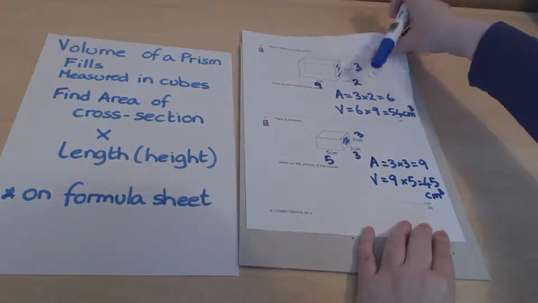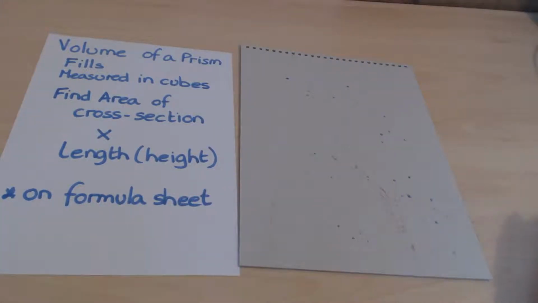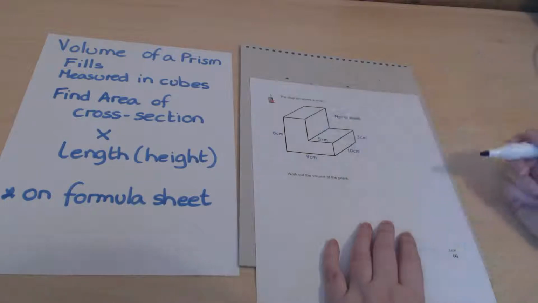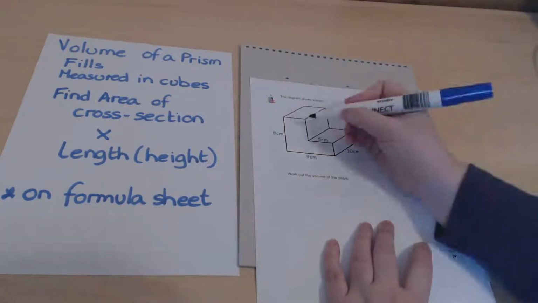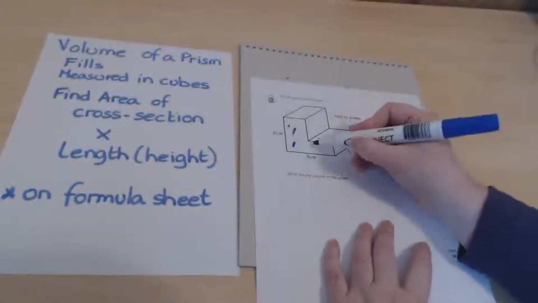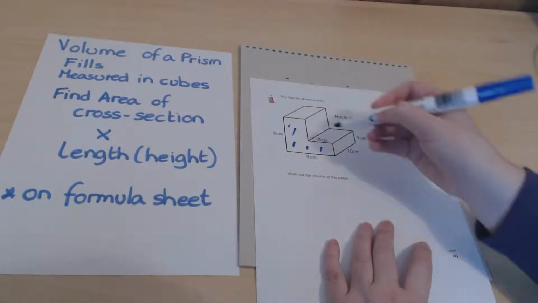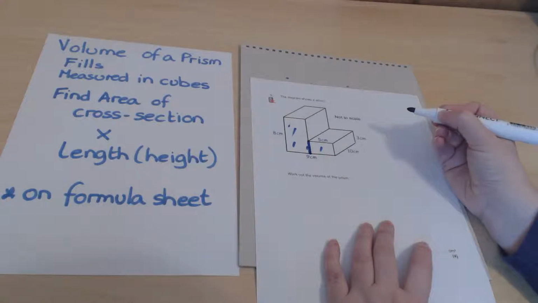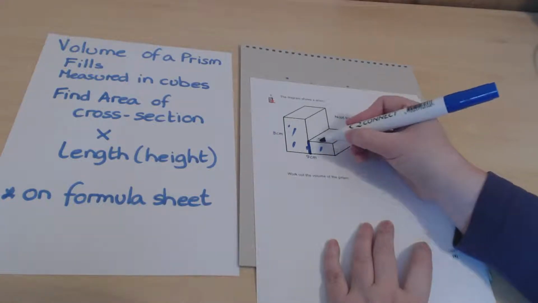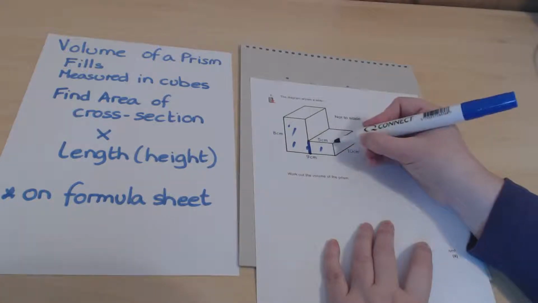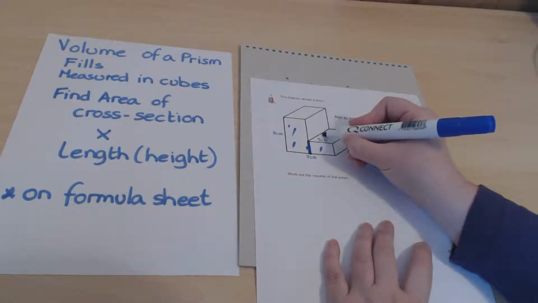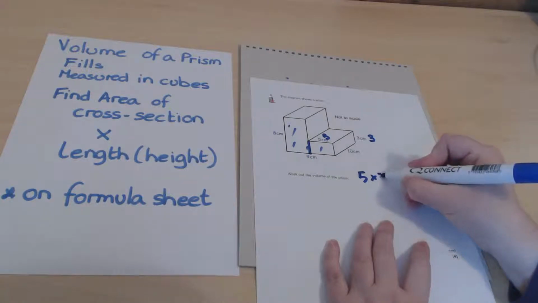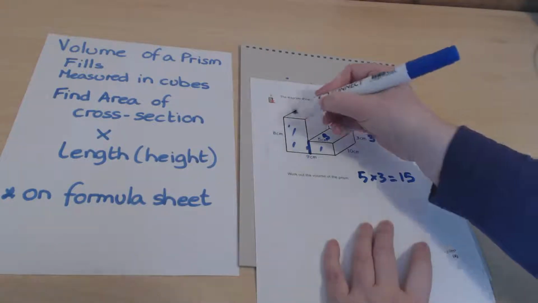So now let's look at a slightly more complex prism. Here we can see we've got a more complex shape. We've got an L-shaped thing. So we're going to need to find the area of this cross section first of all, and because it's an L shape, we're going to split it into 2 rectangles. This smaller rectangle here is 5 across here and 3 this way. That's what it's telling us here. So 5 times 3 is going to give me 15. Now I need to work out the bigger one here.